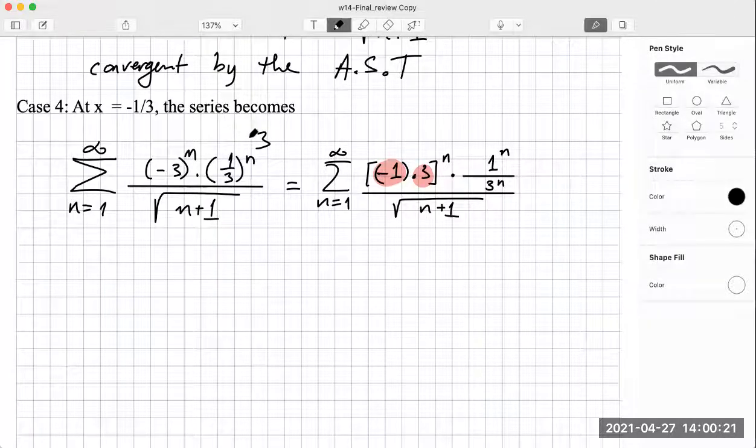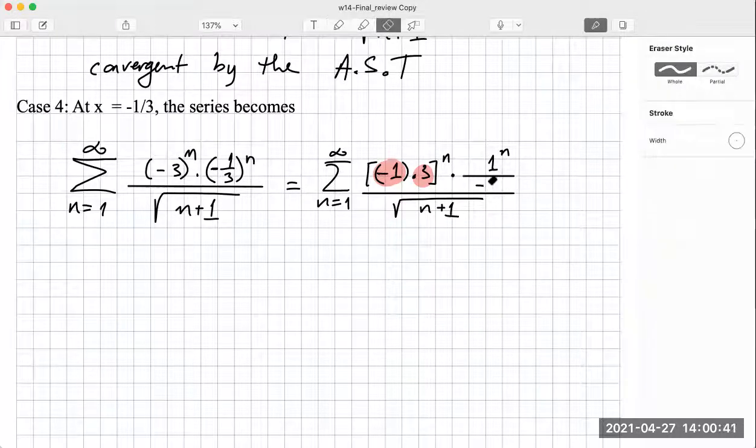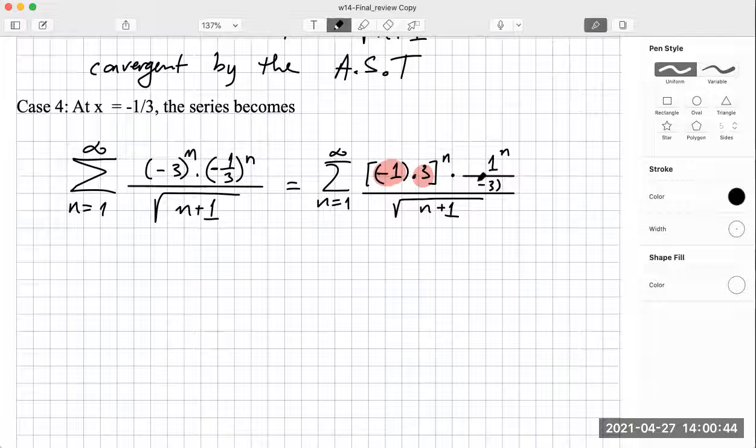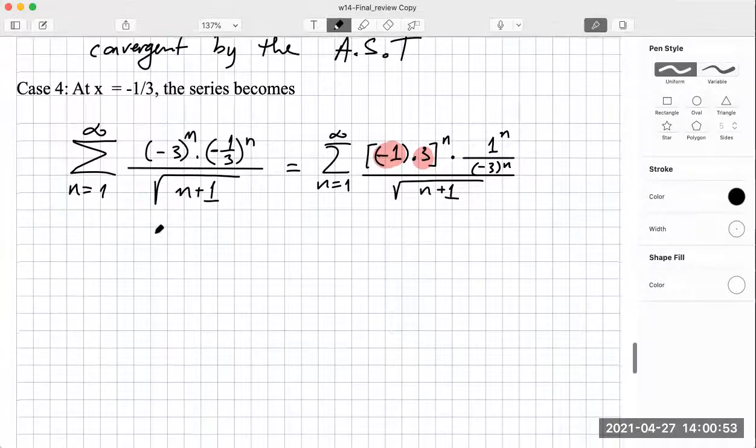This guy, we substitute the value of x is negative 1/3. Then this guy, it will be, what is it? Negative 1, negative 3, so, to the n, right? Okay, yeah. Negative 1/3. Or anyways, this guy will cancel each other. And in the numerator simply becomes what? 1. Very good. 1 over here.